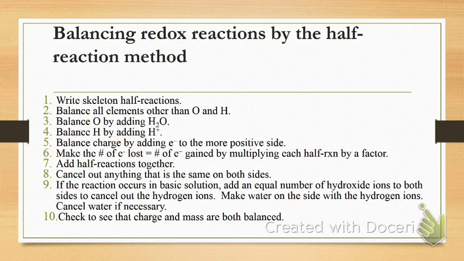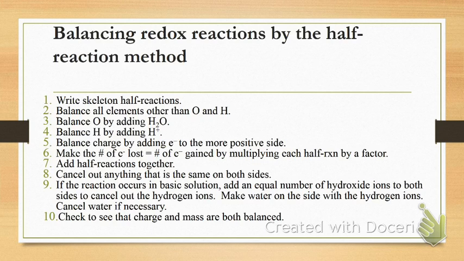Okay. First of all, we're going to write the skeleton half reactions, meaning break them apart into their oxidation and their reduction. Then we're going to balance all of the elements other than oxygen and hydrogen. We save those for last. The only way that we can balance oxygen is by adding water to the other side. If I add water, what does that do to my hydrogen? Knocks it out of whack.